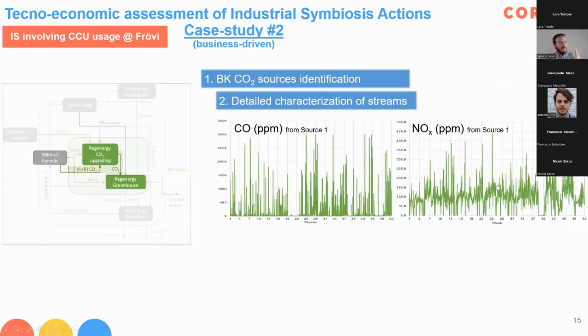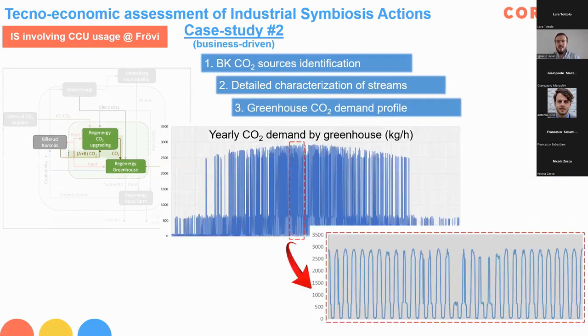Okay, so the second thing to do is the detailed characterization of the streams. So for example, by evaluating the concentration of impurities or contaminants such as CO or NOx along the year. Okay. Are they at a reasonable concentration level? May they be harmful for the operators of the greenhouse in case the flue gas is not upgraded and is fed directly? These are the questions that we need to answer.